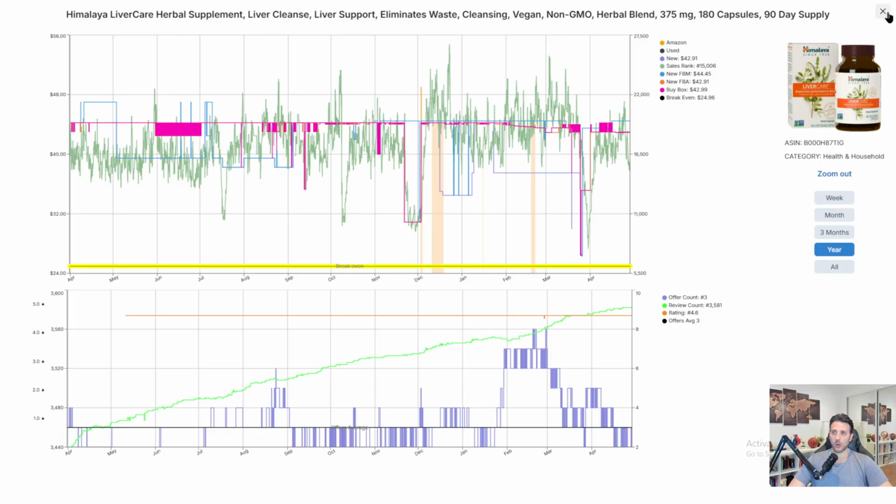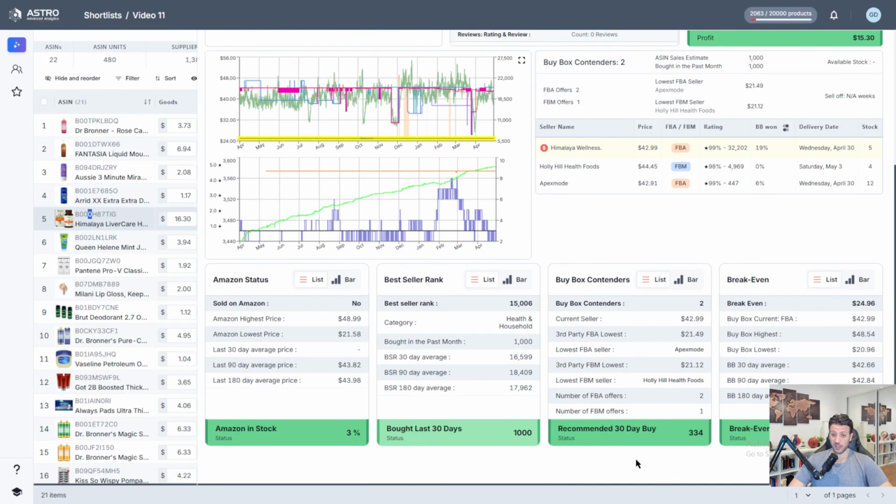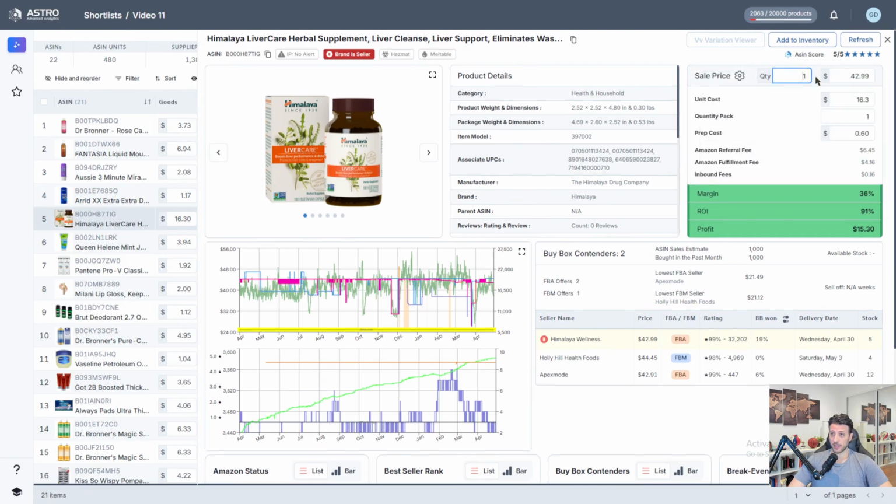Even though it's a very nice product, you can make so much money from this product. Look at this, 334 sales per month. So just imagine selling 300 of these. That's $4,500 worth of profit. Normally I'd be jumping all over this, but I'll consider it.